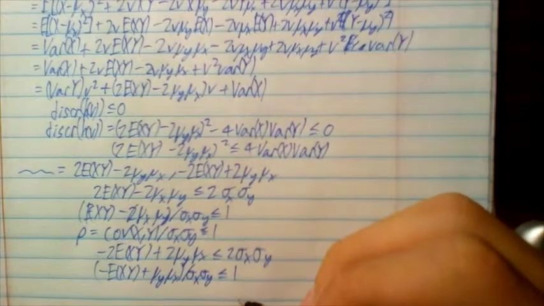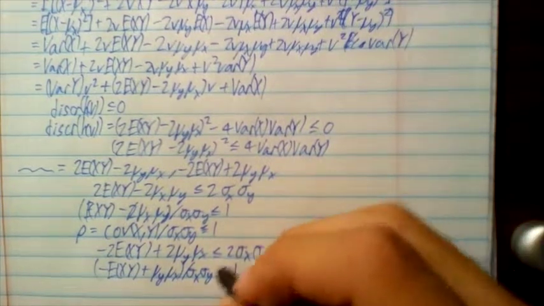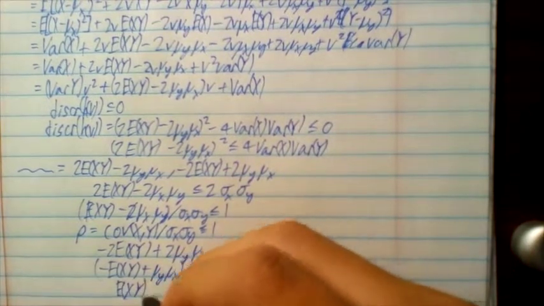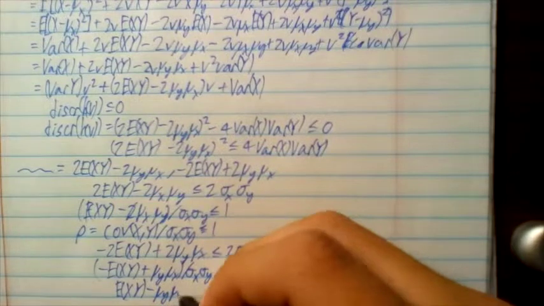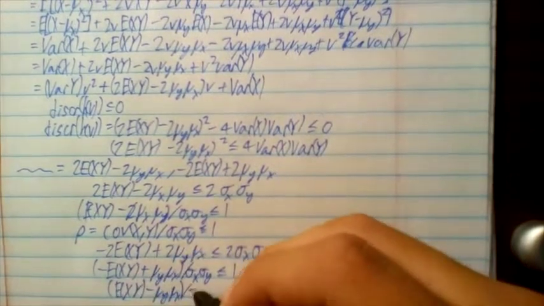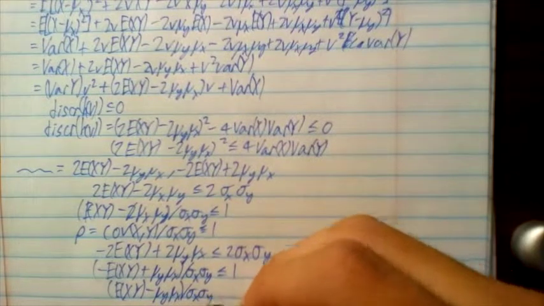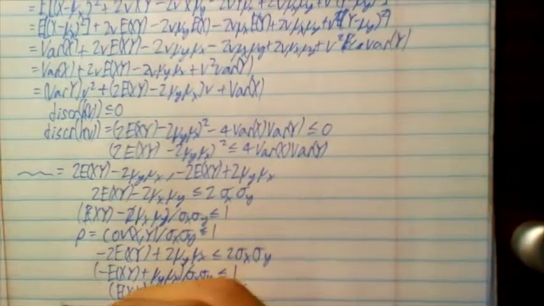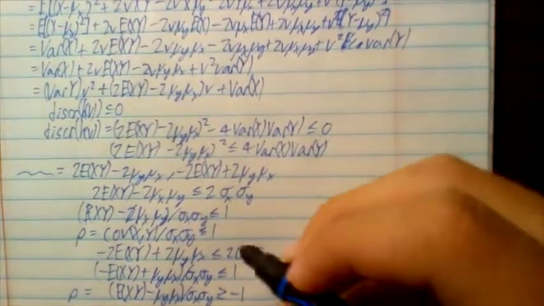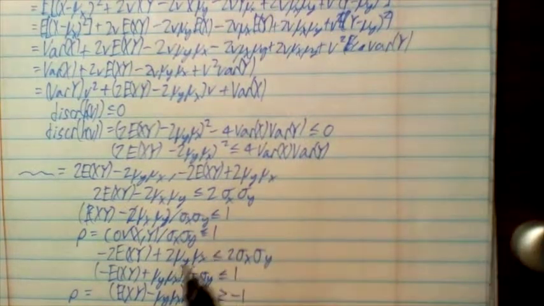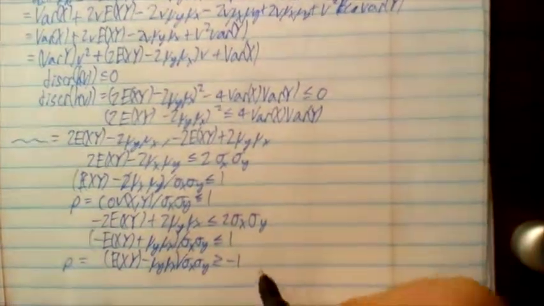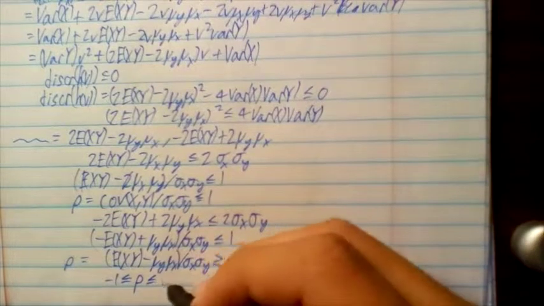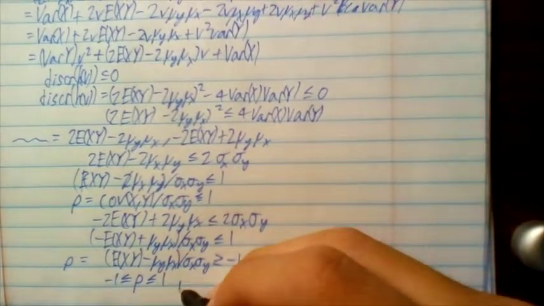Let's multiply both sides by minus 1, and switching the inequality sign, we have the expectation of x times y, minus the mean of y times the mean of x, divided by the standard deviation of x and y, is more than or equal to minus 1. But remember, the left-hand side is simply equal to the correlation coefficient. And now we've shown that the correlation coefficient is both less than or equal to 1 and more than or equal to minus 1. So we have minus 1 is less than or equal to rho, which is less than or equal to 1. We've done it, and we can write the success box.